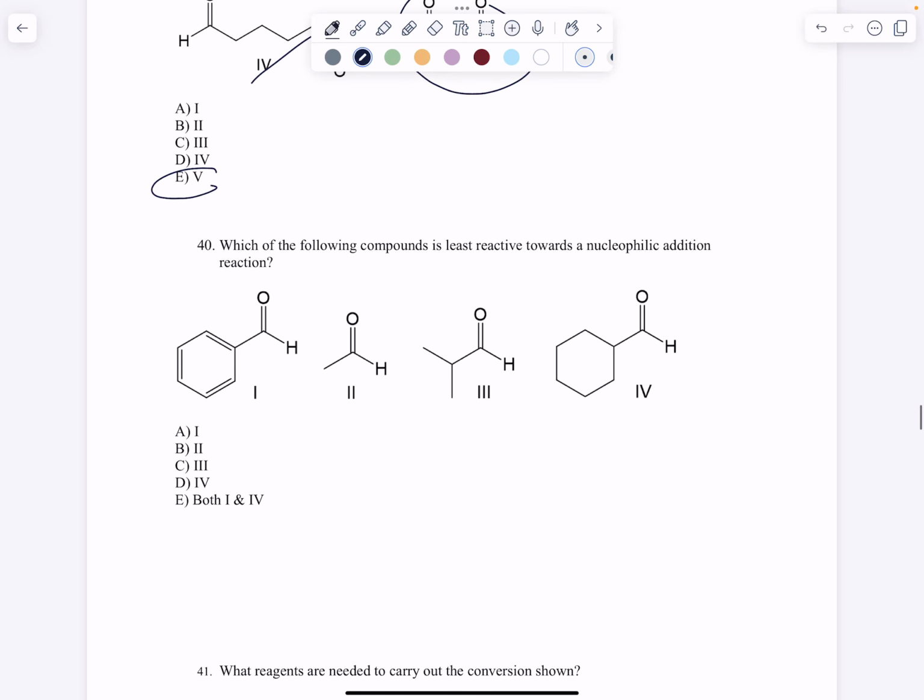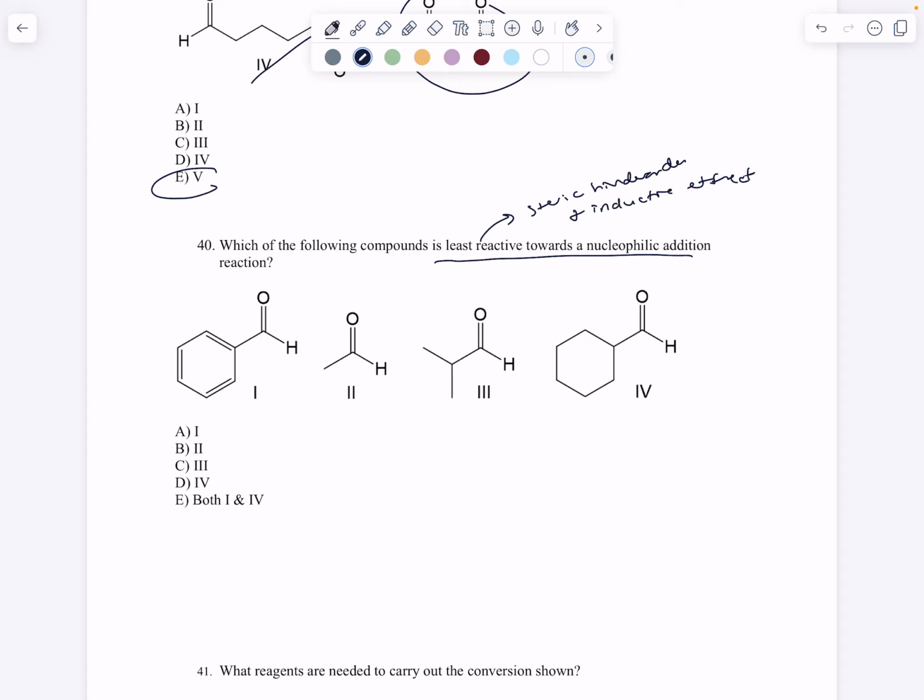Which of the following is least reactive? Okay. Which of the following compounds is least reactive? So most reactive has less steric hindrance. So I guess the way I'm going to think about it is the least reactive has steric hindrance, and it's going to have an inductive effect, donate electrons. Okay, so the least reactive would have steric hindrance.